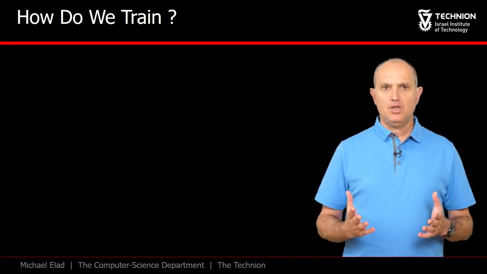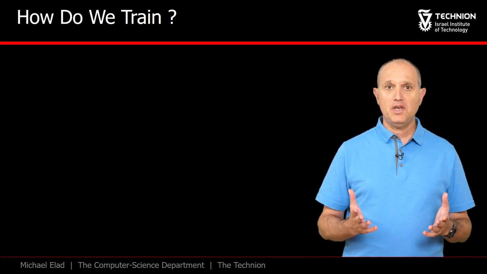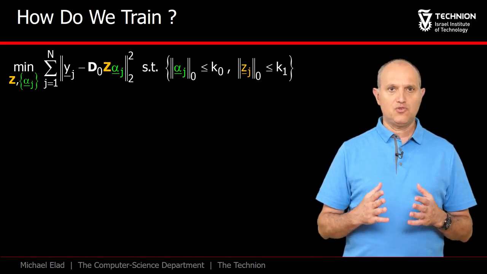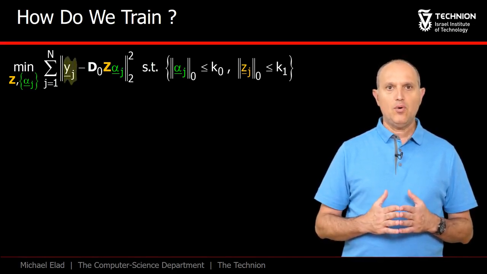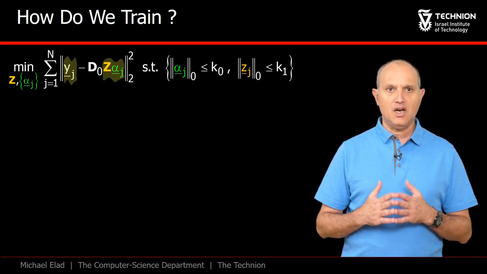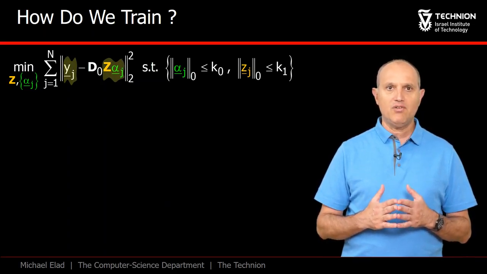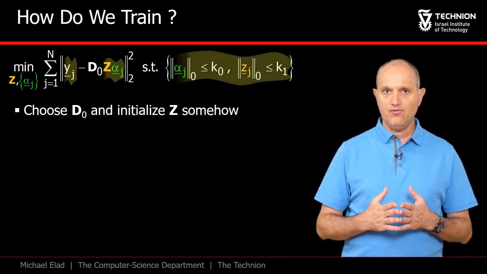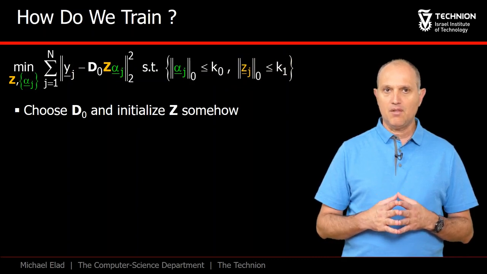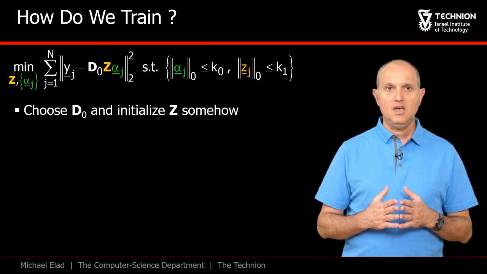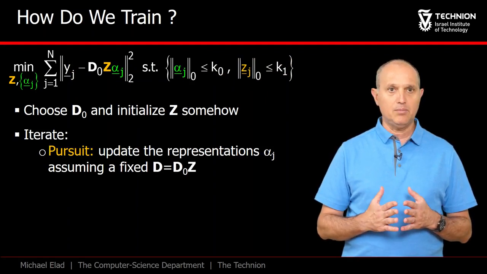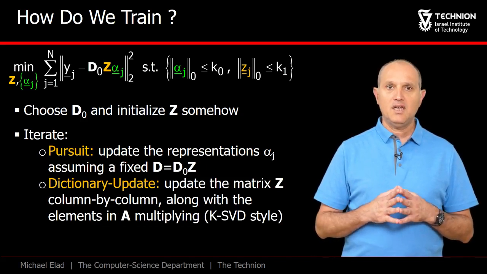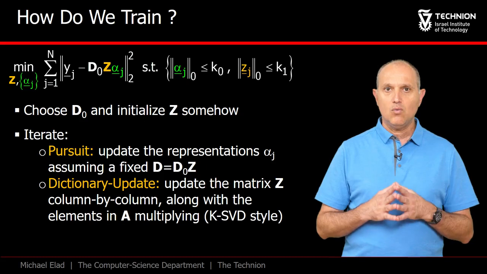Now that we understand the potential in the idea of double sparsity, let's discuss the training algorithm for it. This objective defines the learning process. We have a set of training examples, Yj, and we search for both the sparse matrix Z and the representations alpha j so as to get the smallest average representation error, while keeping both the alphas and the columns of Z sparse. As before, we could suggest a k-means-like algorithm. We start with an initial Z and iterate, jumping from a pursuit that updates the alphas and a dictionary update in which we update the matrix Z. We will imitate the KSVD approach in updating these columns one by one.